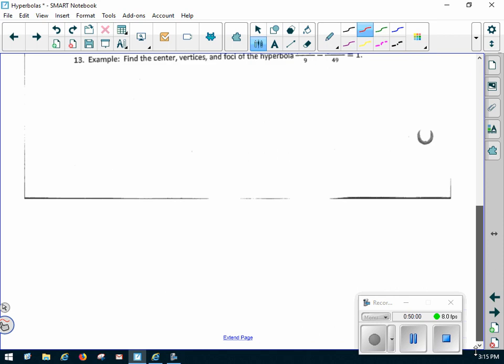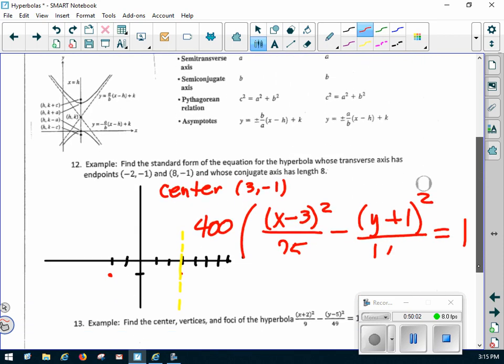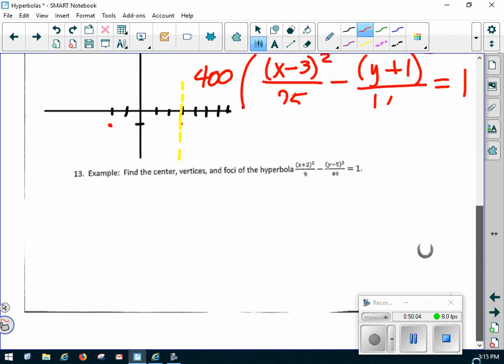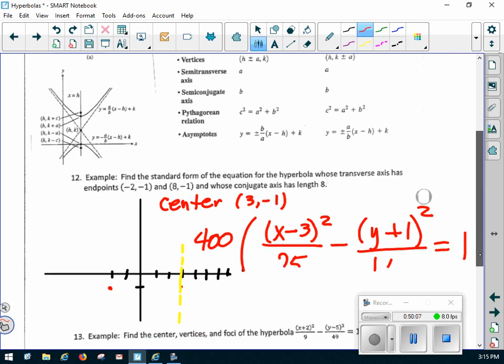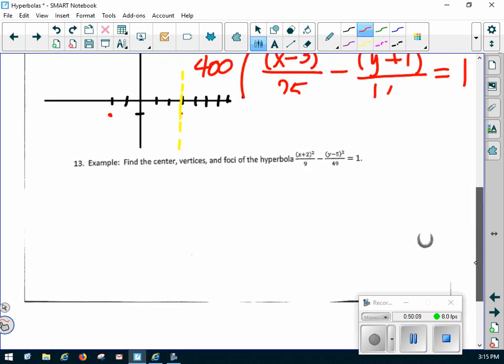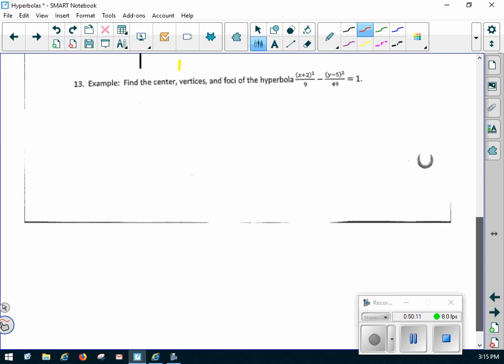Let's look at example 13. If I can get the smartboard to go there and stay there. Come on, be sweet. Be sweet. There we go.